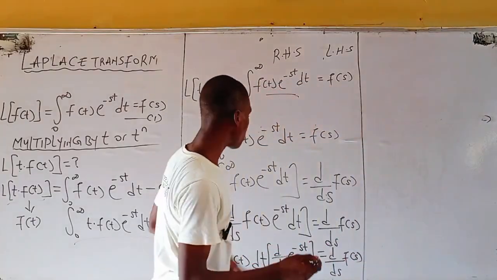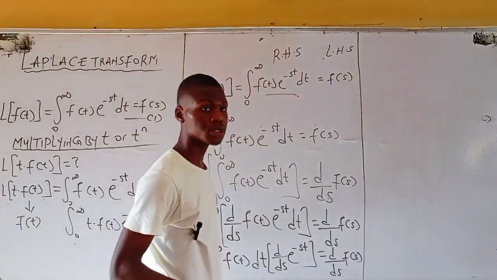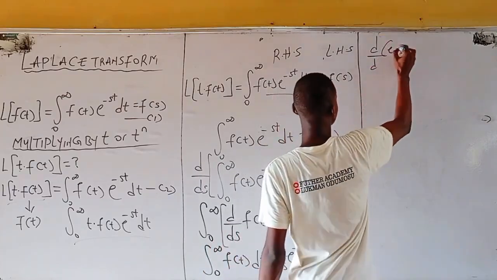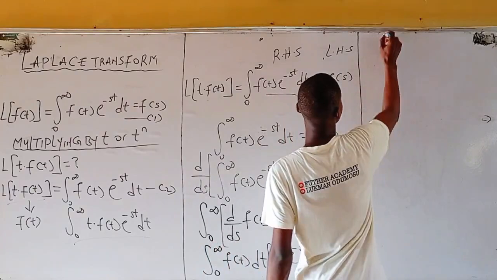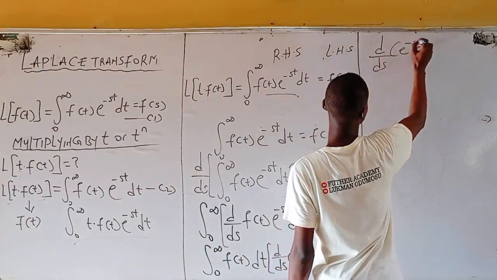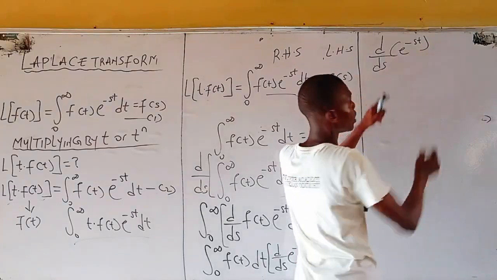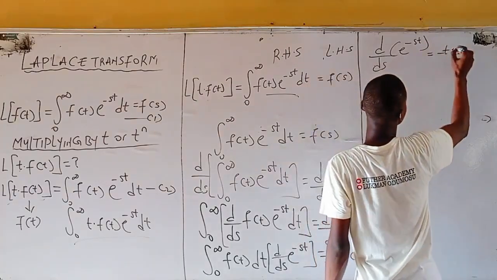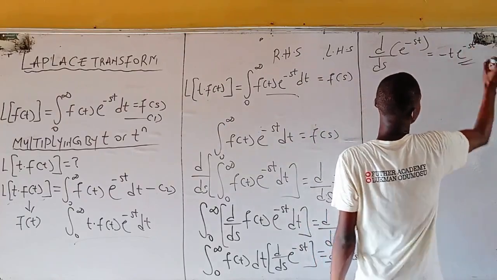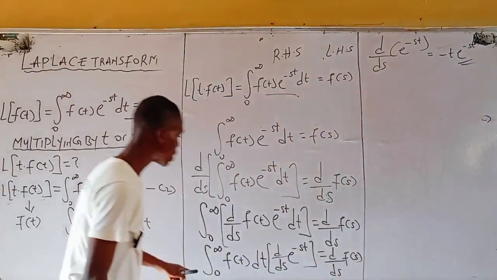Moving on. We are saying that the derivative of exponential negative st with respect to x is equal to negative t exponential negative st, right?